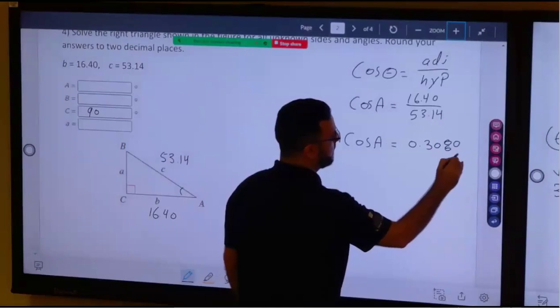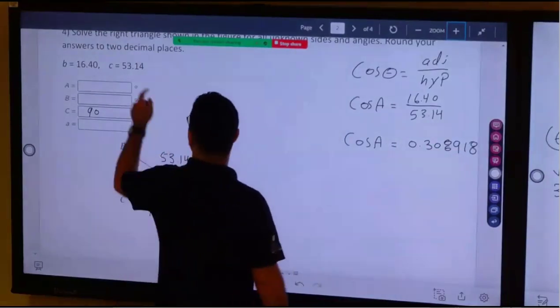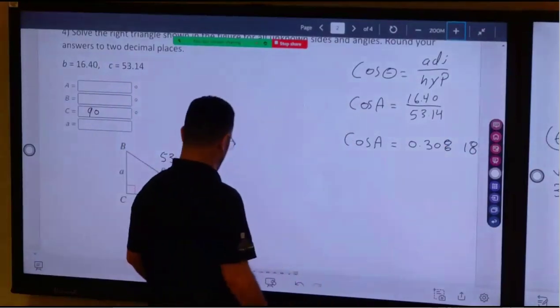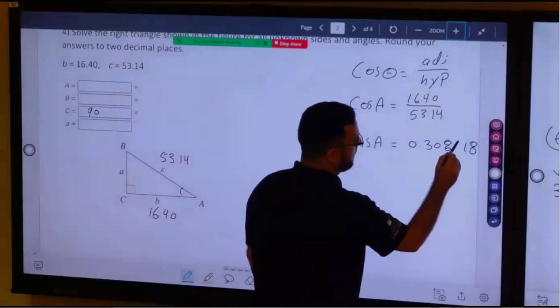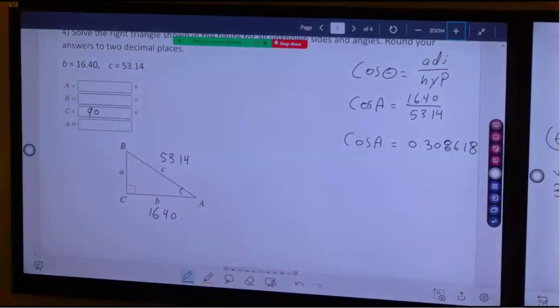0.308618, that's it. 0.8618, not 0.9, because why do they ask you how many decimal places? So 0.31. 0.3086? Yeah. Okay, that's it. You can use the whole number, it's fine.